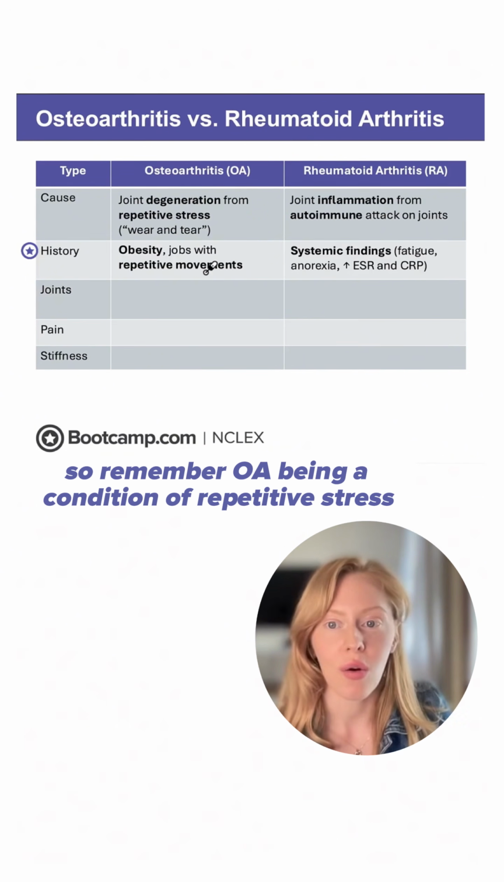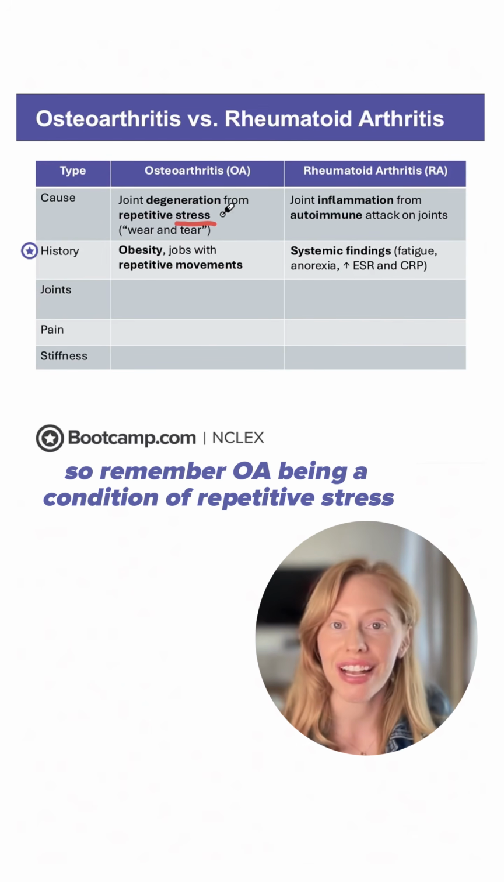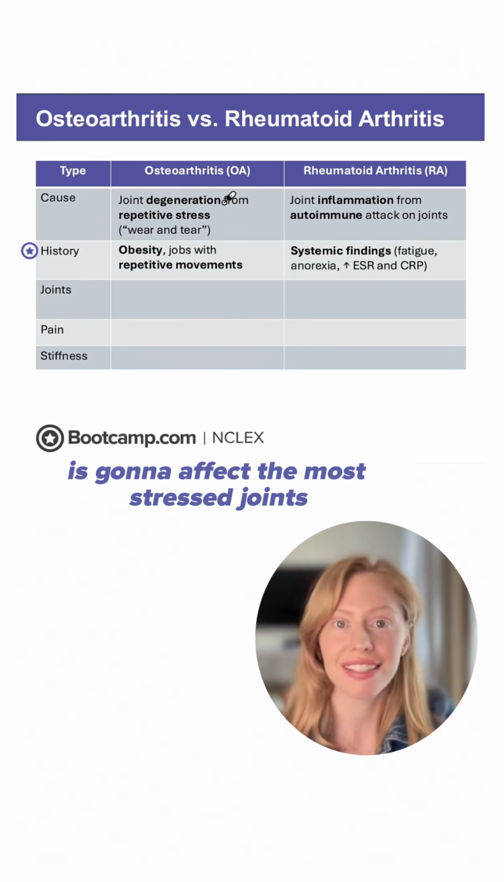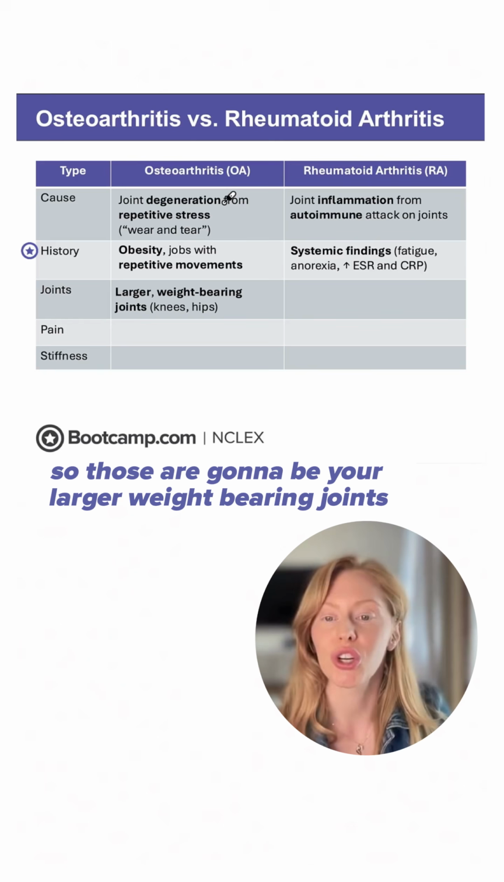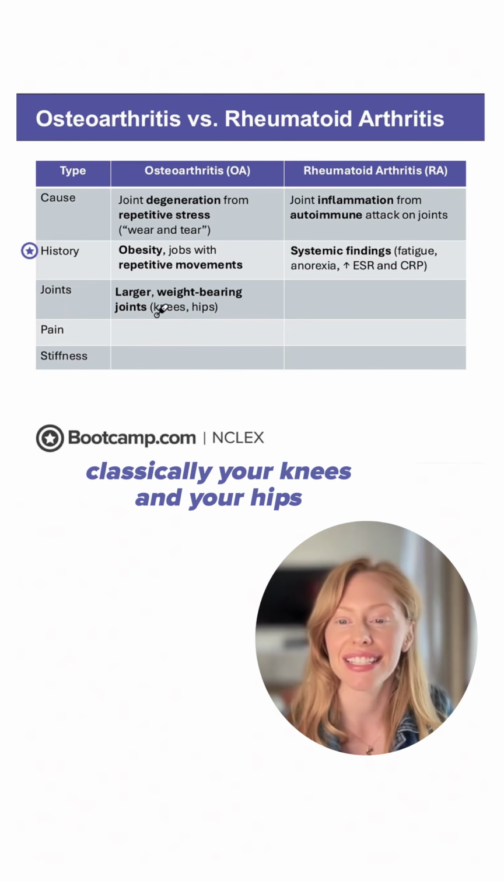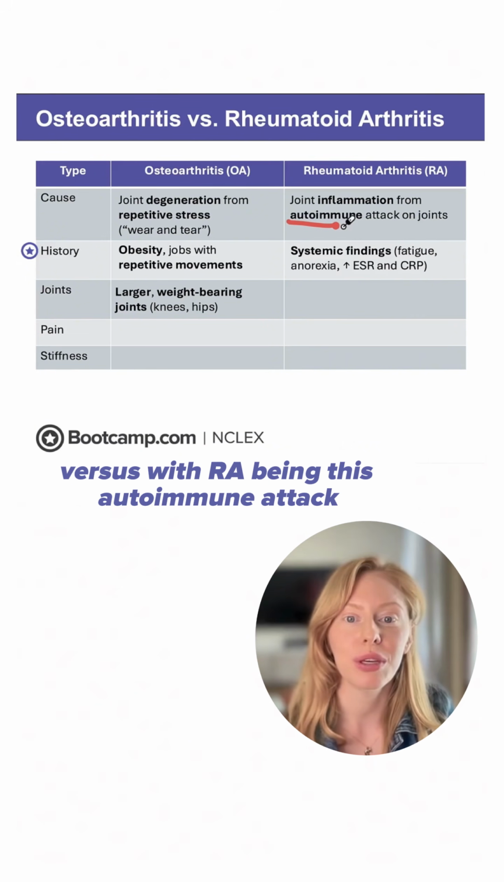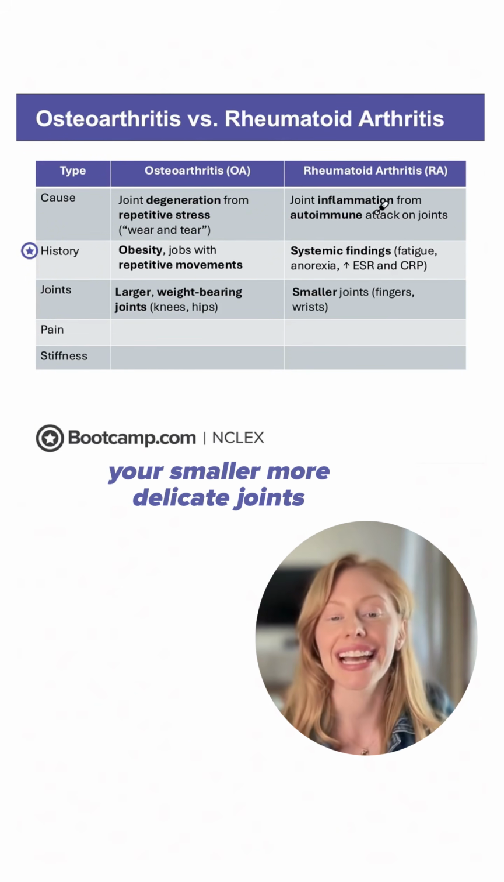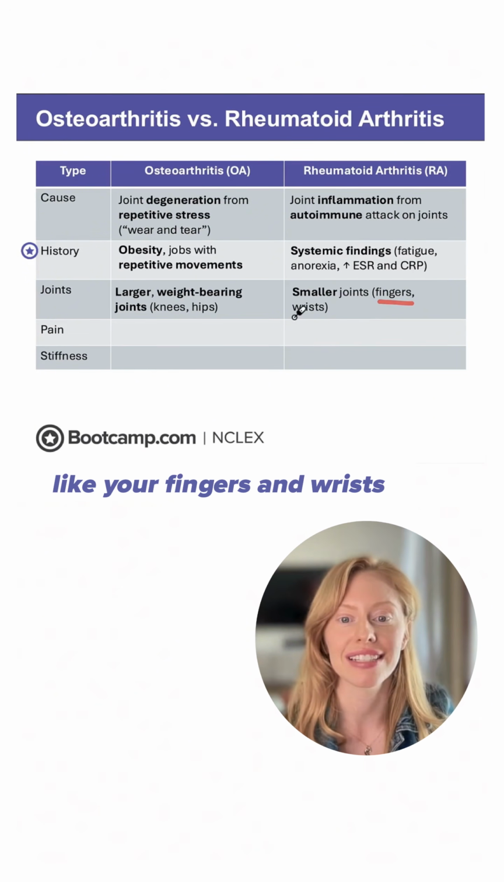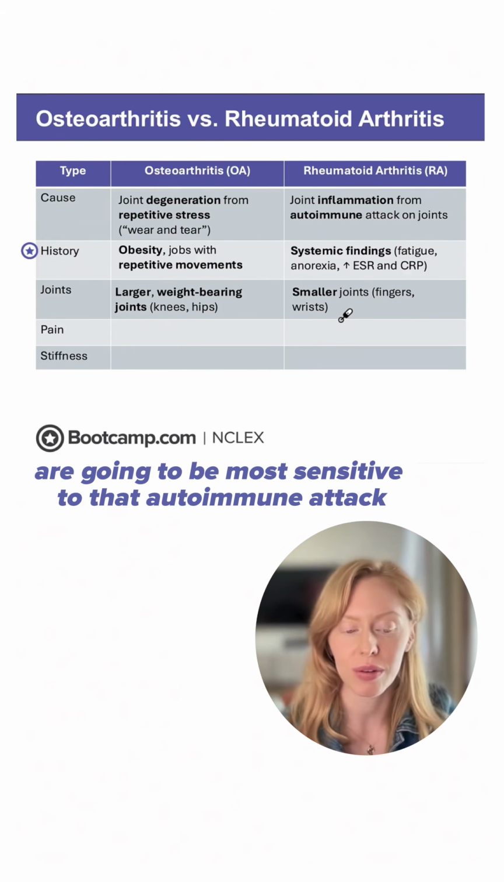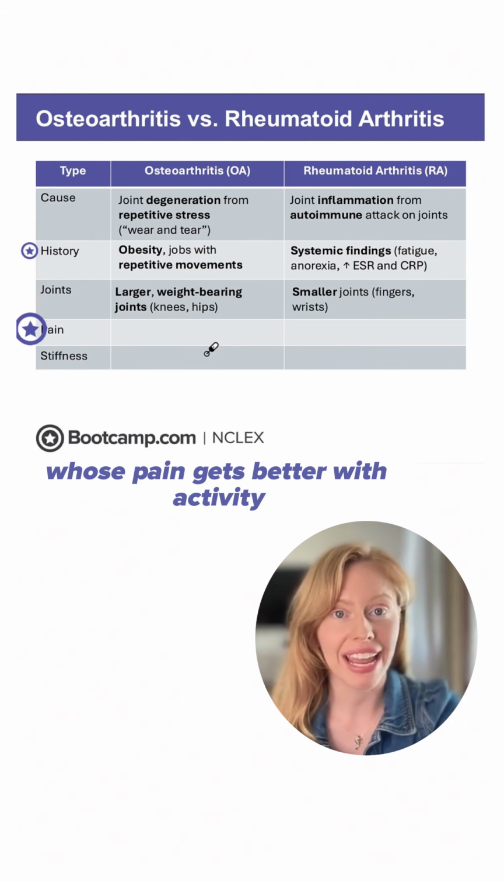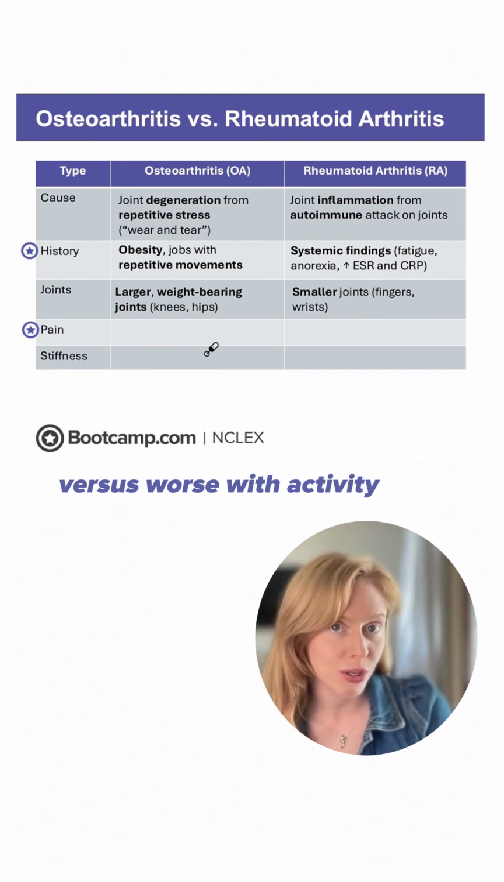So remember, OA, being a condition of repetitive stress, is going to affect the most stressed joints. So those are going to be your larger weight-bearing joints, classically your knees and your hips, versus with RA being this autoimmune attack, your smaller, more delicate joints like your fingers and wrists are going to be most sensitive to that autoimmune attack. You'll also want to remember whose pain gets better with activity versus worse with activity.